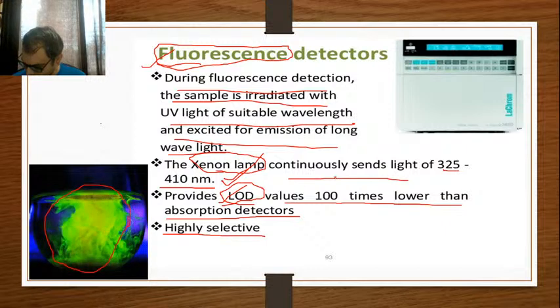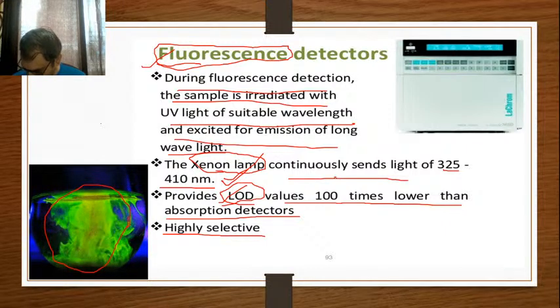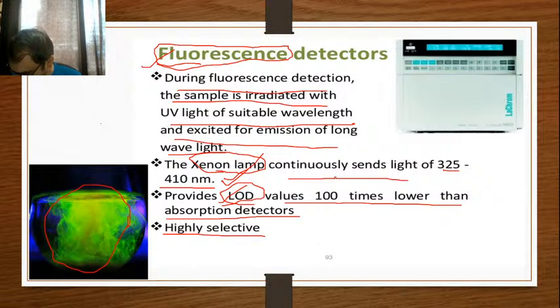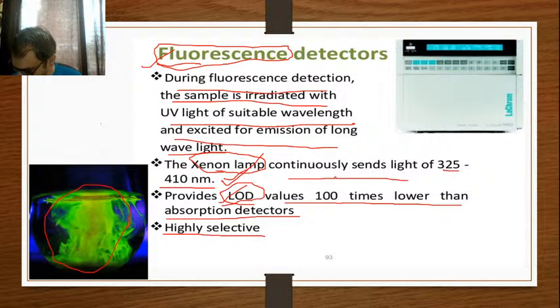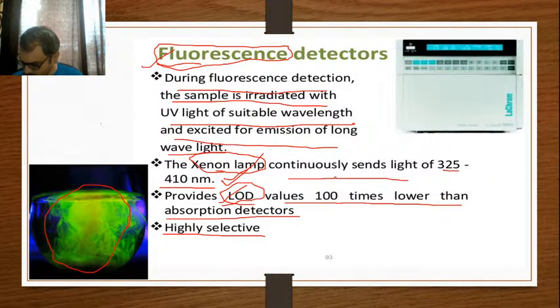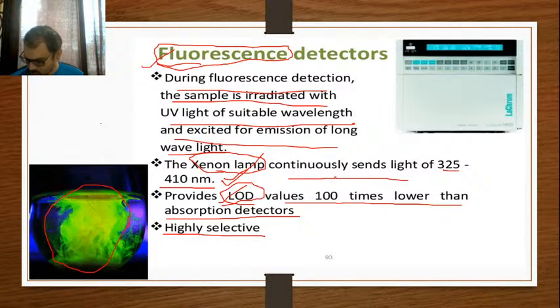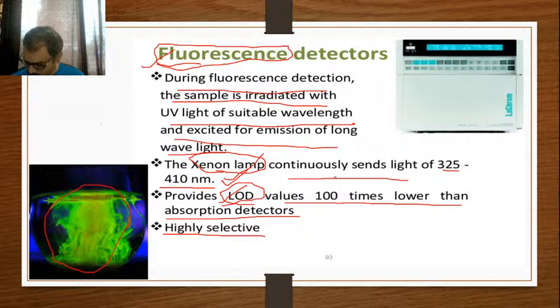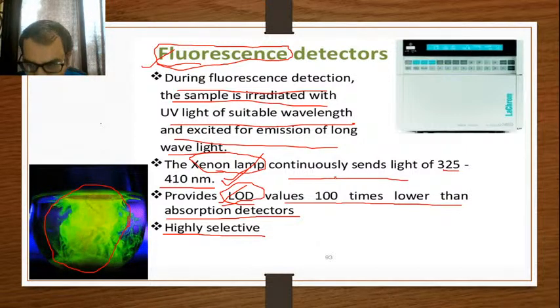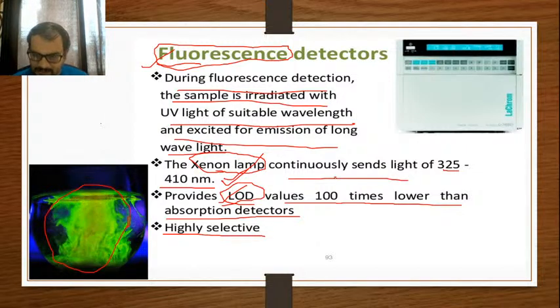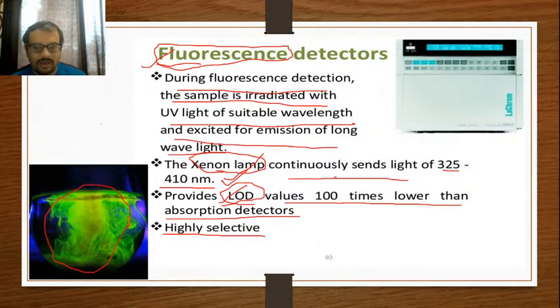Sir, we can pass through the selective wavelength. Anything else? Because all components don't show emission property. Good, Praveen, that's what I want. Actually, the detection limit decides the amount of emission.